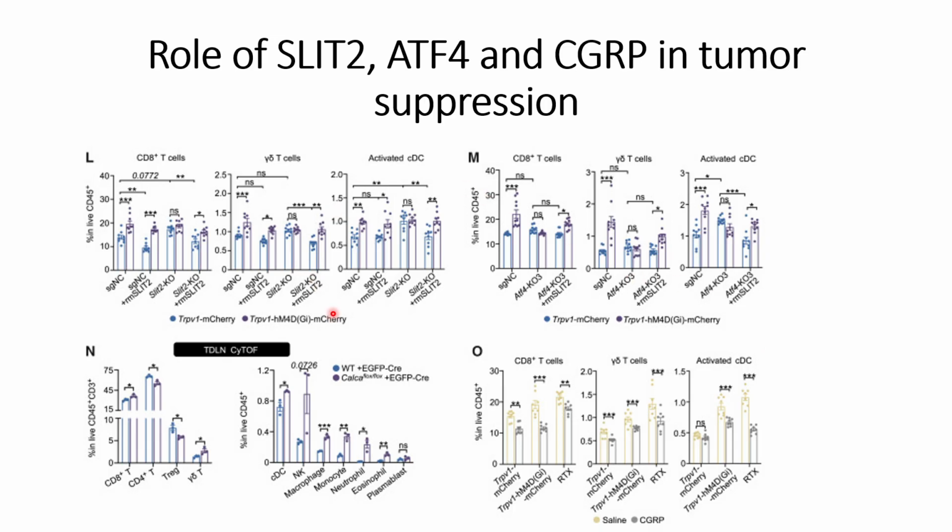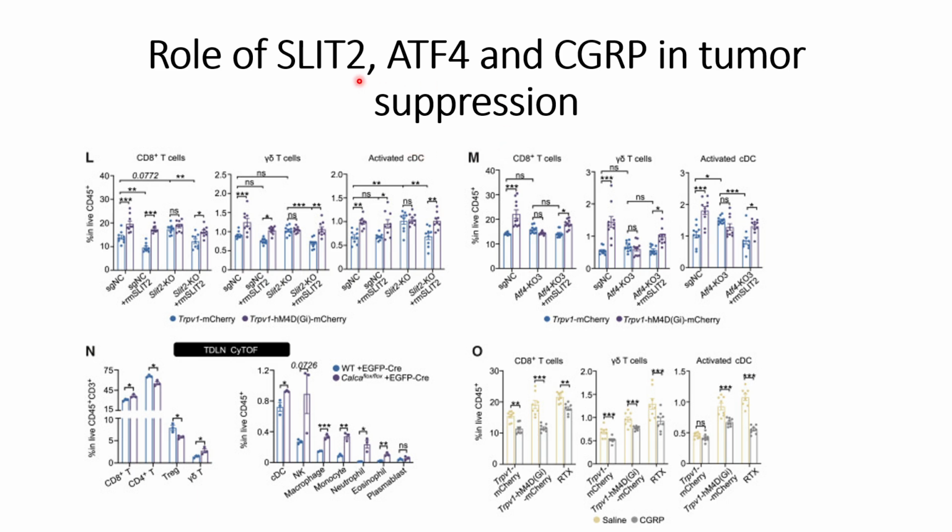All together this indicates that in the absence of any of SLIT2, ATF4 or CGRP, the tumor suppression process can be inhibited, and these were validated individually. And if SLIT2, ATF4 and CGRP are intratumorally injected, then we can see a rescue of the tumor suppression operations through a decrease in the activated immune cells, such as CD8 plus T cells, gamma delta T cells, and activated conventional dendritic cells, in the tumor-derived lymph node.